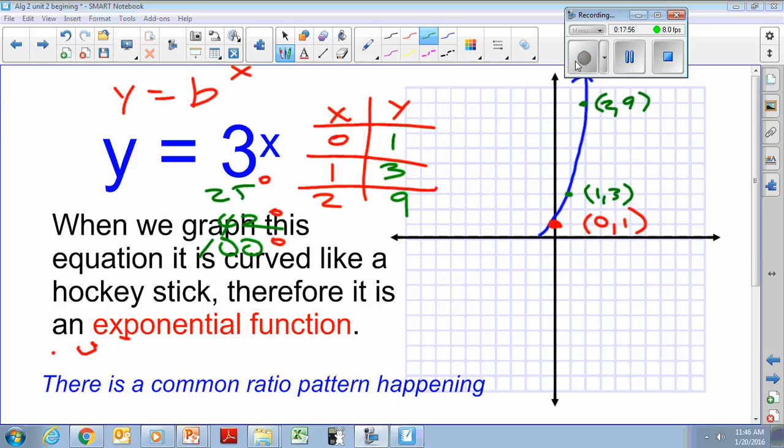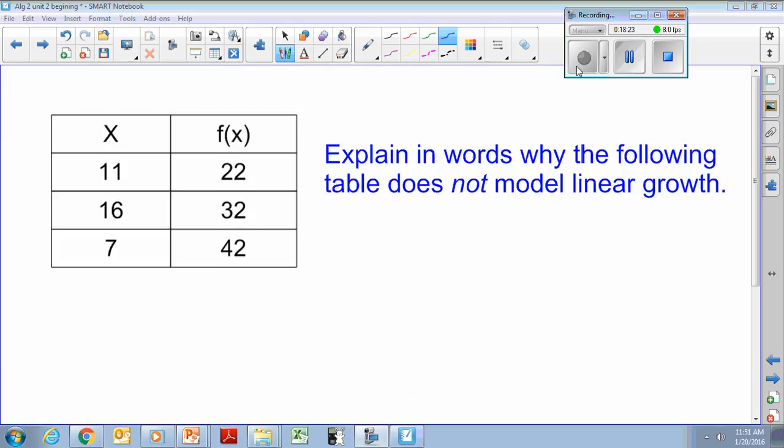Coordinates. All right, pause, take a look. When we graph this equation, it is curved like a hockey stick. Therefore, in math, we get to use the word therefore, and it's also represented by 3 dots. Therefore, it is an exponential function. Hockey stick equals exponential function. This is a common ratio pattern happening. Got it. Pause it.